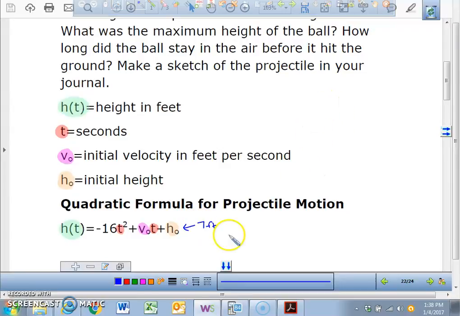Okay? But he threw it at not feet per second. I didn't give you that, right? What did I give you? I gave you 70 miles per hour. So we're going to do a little dimensional analysis right here. I want you to write in your journal 70 miles over 1 hour.